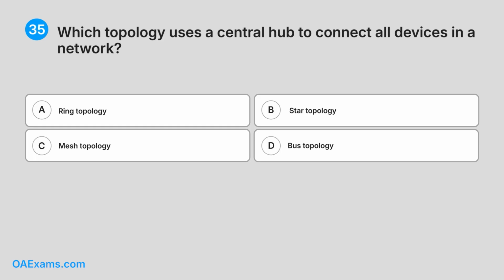35. Which topology uses a central hub to connect all devices in a network? A. Ring topology. B. Star topology. C. Mesh topology. D. Bus topology. Do you know the answer?